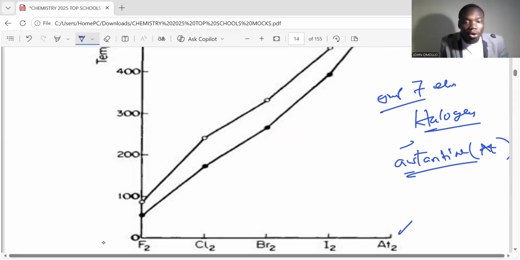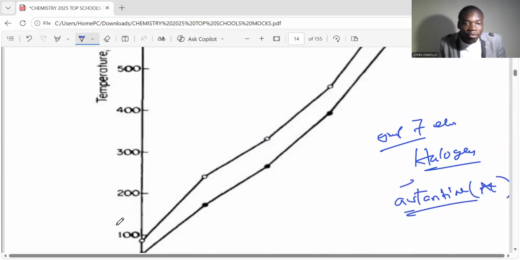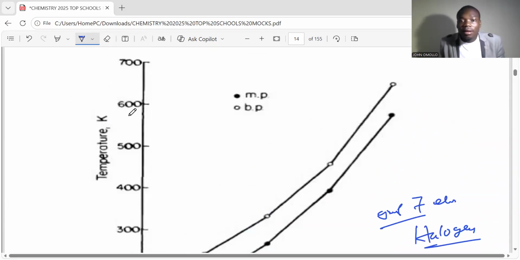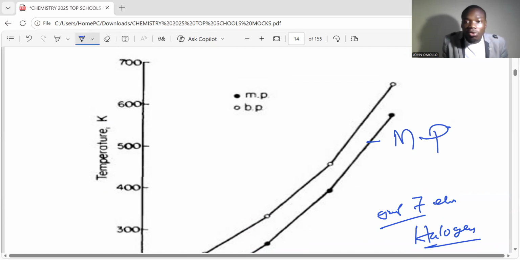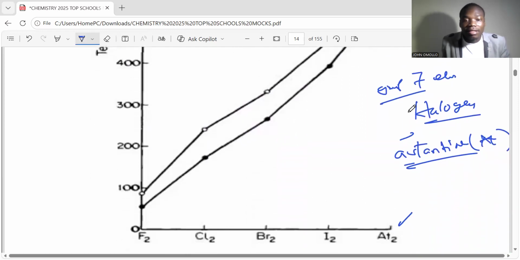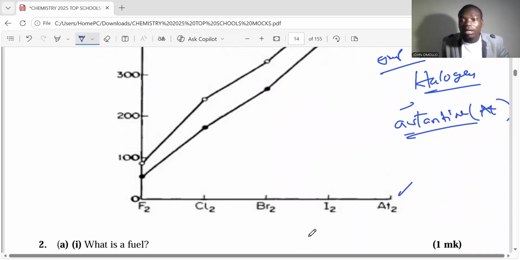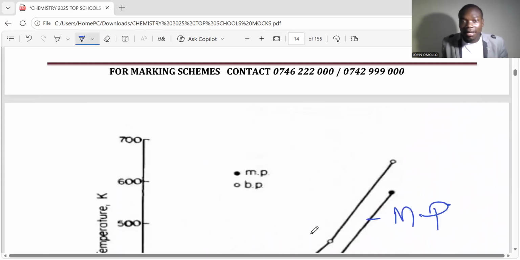So we are seeing down the group, what happens? The melting point is increasing from 100, 200, 300 up to, this one is the one showing the melting point, so up to around 600. So the melting point is increasing. The trend here, we are seeing that the melting point is increasing down the group. That is what we need to explain.